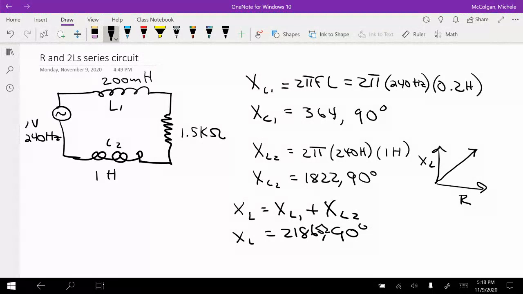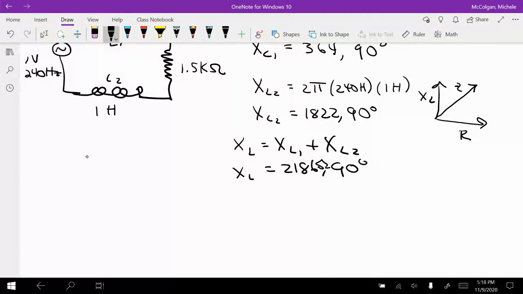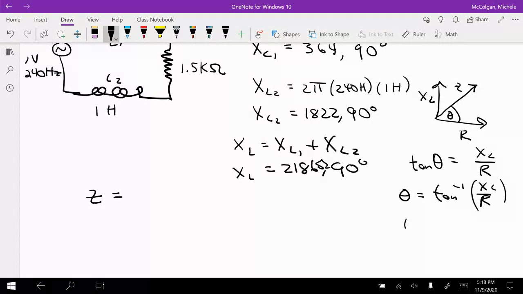So now that's the XL that I'm going to use to calculate my impedance. Actually, I'm going to calculate my angle first. So tan theta is equal to XL over R. So theta is equal to tan inverse of XL over R, which is tan inverse of 2186 over 1500. So theta then is equal to 56 degrees.